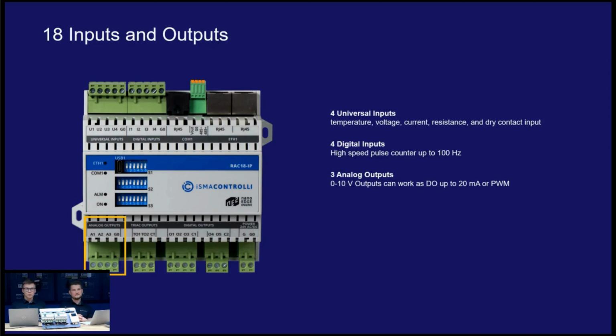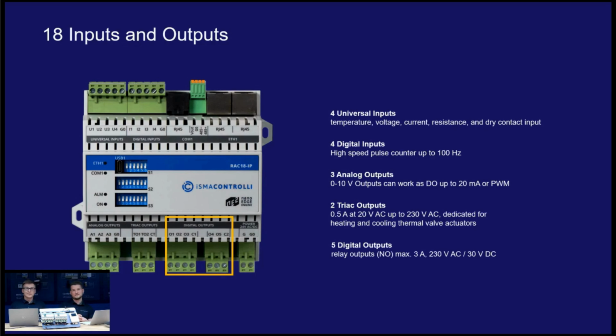3 analog outputs in a range of 10 volts, which can also act as a digital output or pulse width modulation output, and 2 triac outputs dedicated for heating and cooling thermal actuators, and 5 digital relay outputs. Together, it makes 18 inputs and outputs on board.